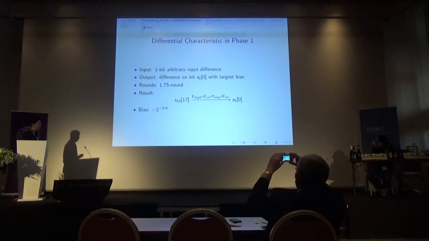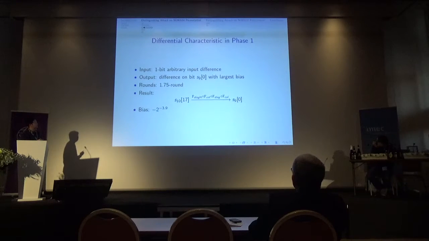For phase 1, we let the input difference be a 1 bit arbitrary input difference, and the output difference be the difference on specific bits, which is the input linear mask. Then we experimentally search all the 1 bit differences, and the best one we found is this bit, 10.7. So after this round, it has bias -2^-3.9.